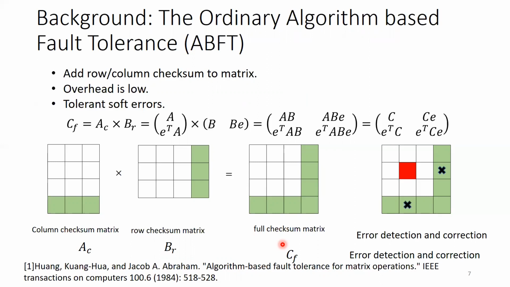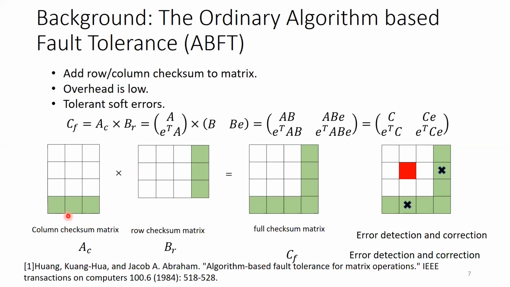The ABFT can be applied to matrix operations like matrix multiplication. Given a matrix, a redundant column vector or row vector can be added to the matrix. The column vector is called the column checksum, and the row vector is called the row checksum. In these figures, the green blocks indicate the checksum.